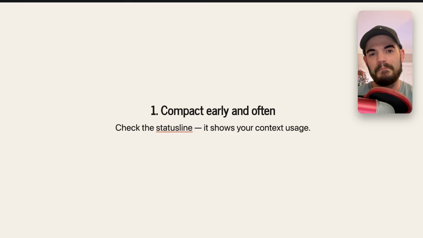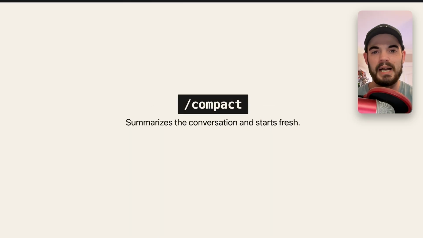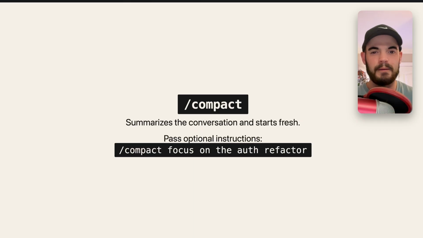And so the first one is compacting early and often. So remember that 40% number? Well, whenever you're using Claude Code, you can enable the status line and you can see how much percentage used of the context you have. And so I would absolutely recommend you do that so you understand it a little bit more as you're using it. So when you're getting full or you're starting to see that 40 to 50% range, that's the clue to go ahead and use /compact. And /compact, as it sounds, will summarize the conversation and start fresh with that summary. You can also pass in additional optional instructions if you want to be very specific on the compaction.